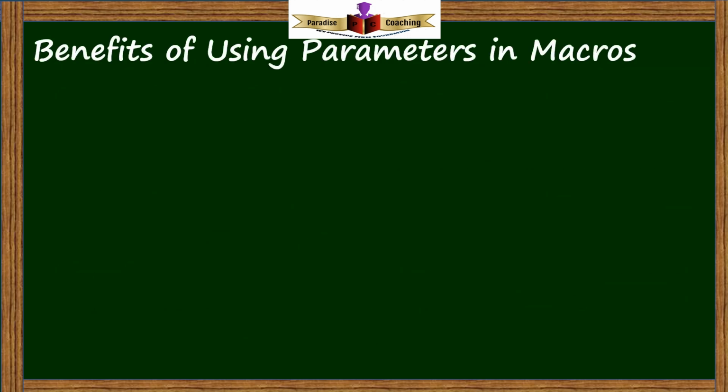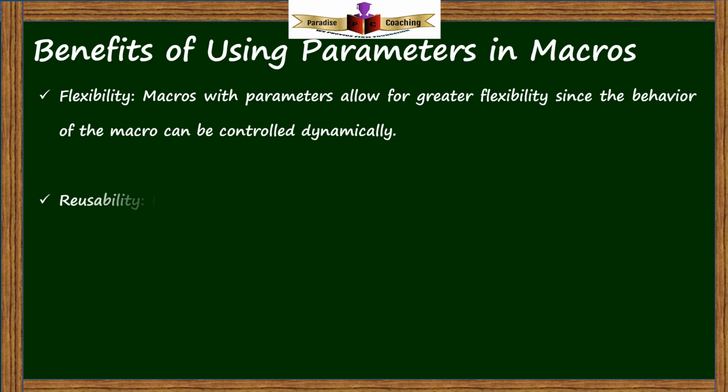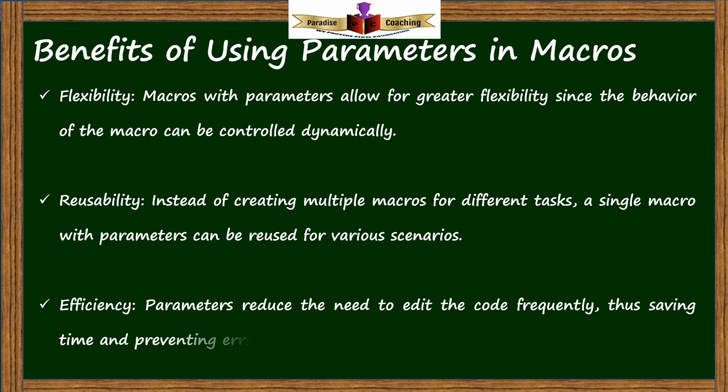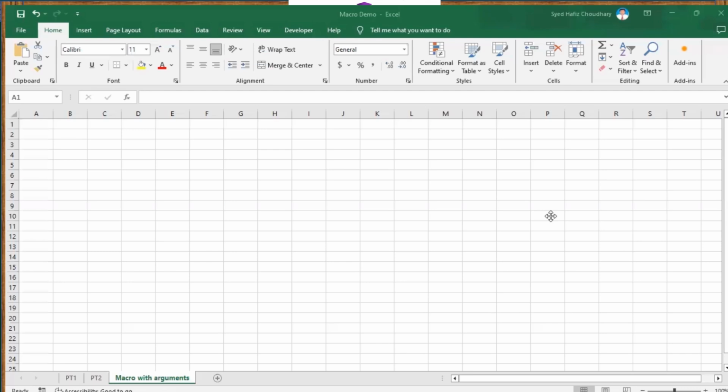Benefits of using parameters in macros. Flexibility. Macros with parameters allow for greater flexibility since the behavior of the macro can be controlled dynamically. Reusability. Instead of creating multiple macros for different tasks, a single macro with parameters can be reused for various scenarios. Efficiency. Parameters reduce the need to edit the code frequently, thus saving time and preventing errors.